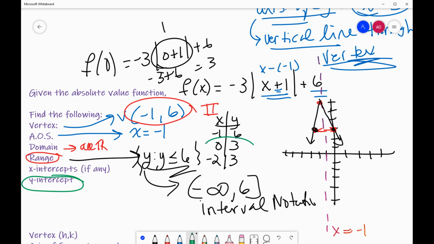Hey, check out what we just found. We found our y-intercept, didn't we? To find a y-intercept, we always set x equal to 0 and solve for y. So I don't have to worry about finding that now. X-intercepts I will have to go find.